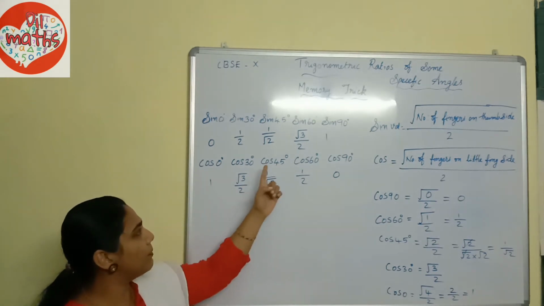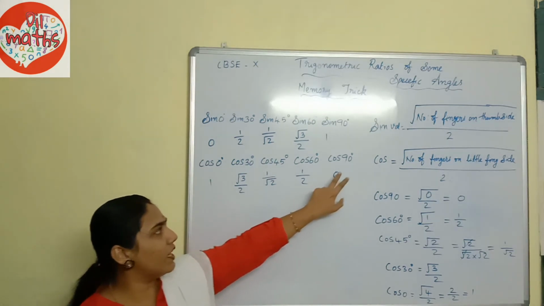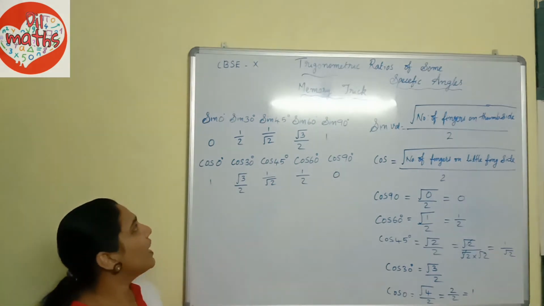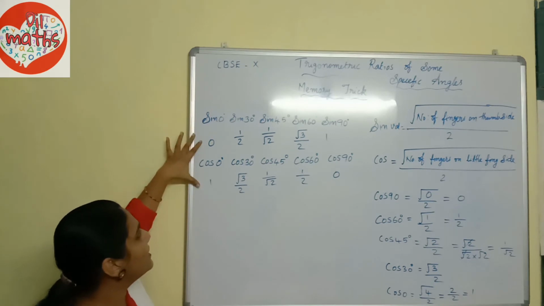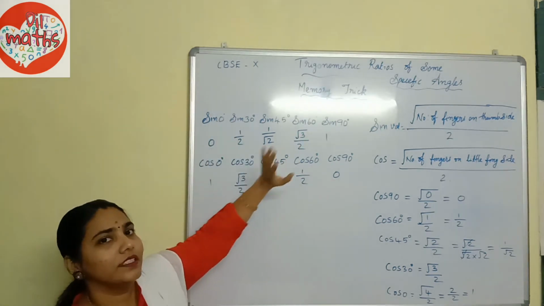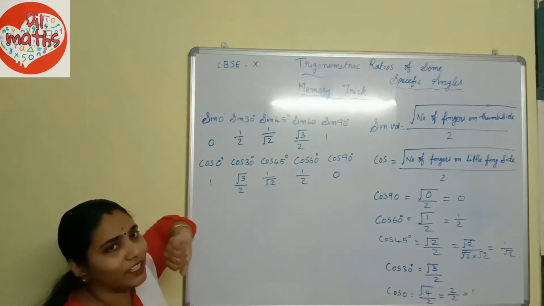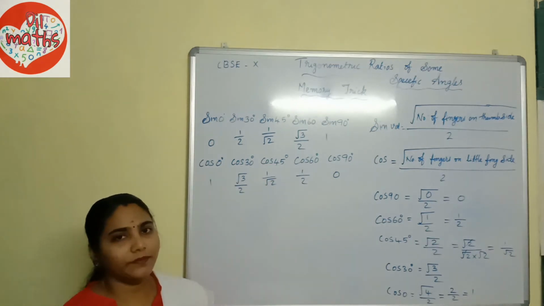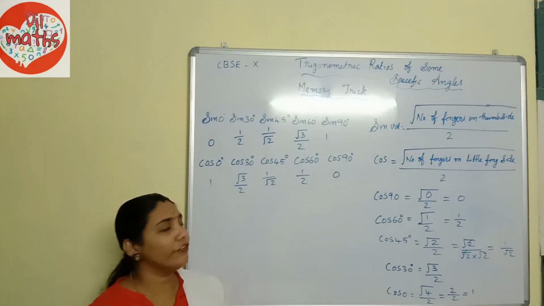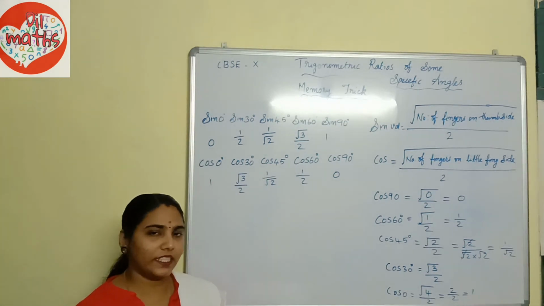Cos 30 is equal to root 3 by 2. Cos 45 degree is equal to 1 by root 2. Cos 60 is equal to 1 by 2 and cos 90 is equal to 0. Okay. If you check this, you can see that if you reverse the sine values, you will get the cos values. So if you found the sine values easily, you can find the cos values also. If you keep your sine values in your mind, you can easily find the cosine values also.